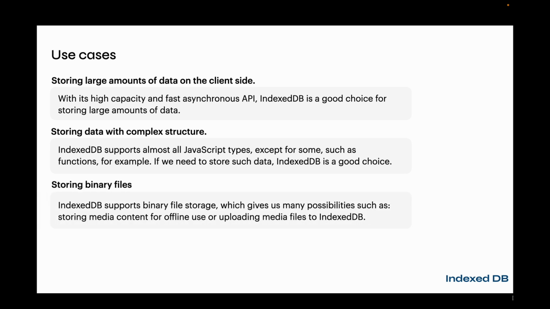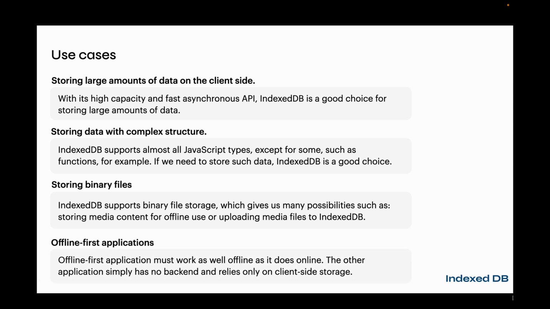Storing binary files. IndexedDB supports binary file storage, which gives us many possibilities, such as storing media content for offline usage or uploading media files to the IndexedDB. And offline-first applications. An offline-first application must work as well offline as it does online. The other application simply has no backend and relies only on the client-side storages.